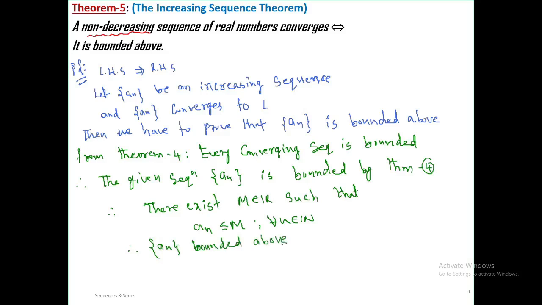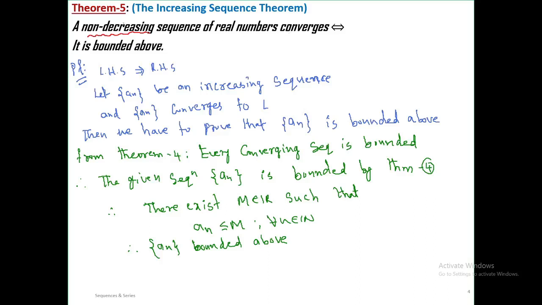So proof is over. One way proof is over, from LHS to RHS. Next you take the RHS part, then you prove the LHS. So what is the RHS? You take a bounded above sequence. That means you take AN less than or equal to M for all n belongs to the natural number set. You take this statement as assumption, then you have to prove that it converges.